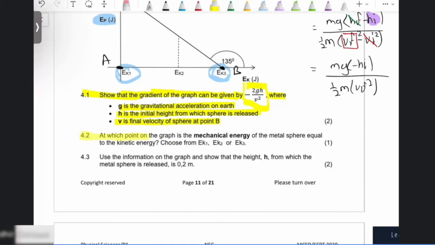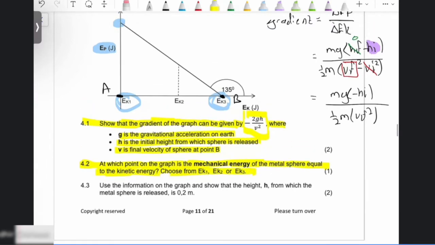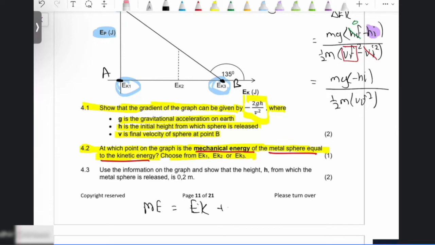Right, 4.2 says: at which point on the graph is the mechanical energy of the metal sphere equal to the kinetic energy? Choose from EK1, 2, or 3. So they want to know when the mechanical energy equals the kinetic energy. The only time that can happen is if the potential energy is 0. So where do we have the potential energy as 0? Obviously the only place is EK3.